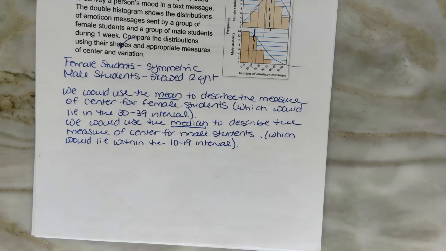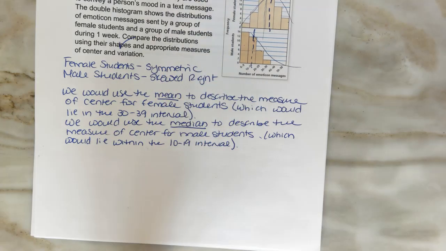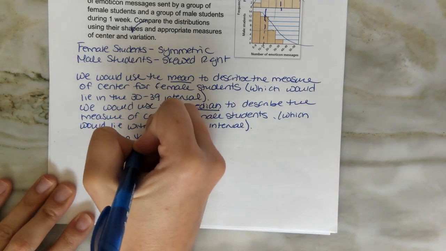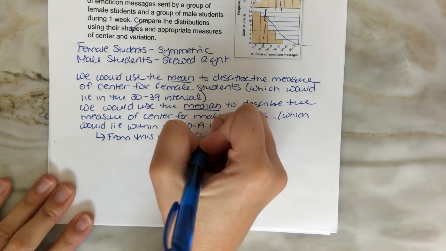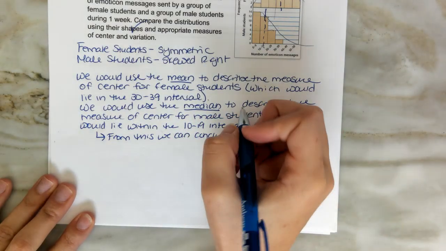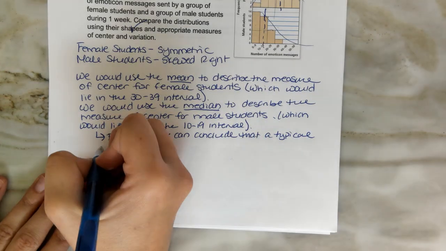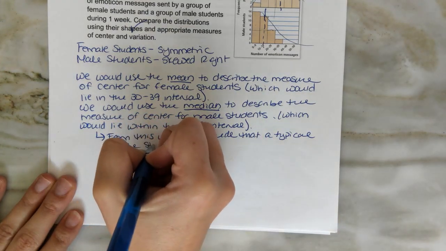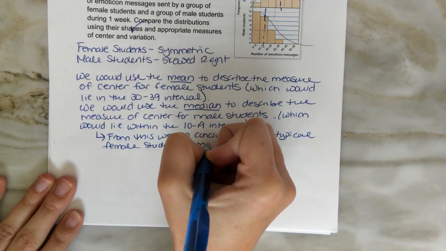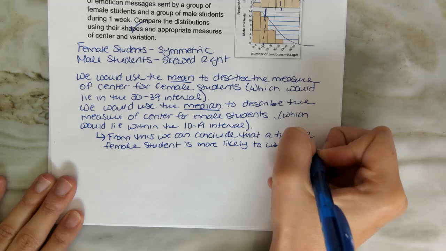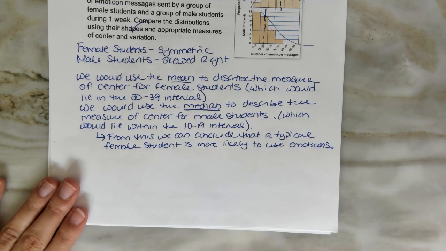So now that we've compared them using the appropriate measure, now that we have found the appropriate measures of the center, how do we compare them? Well, what this means, so this is the important part. From this, we can conclude that a typical female student is more likely to use emoticons than the male student, right?